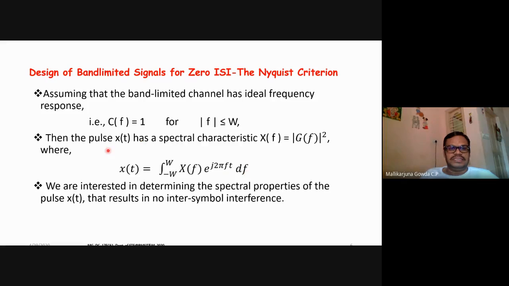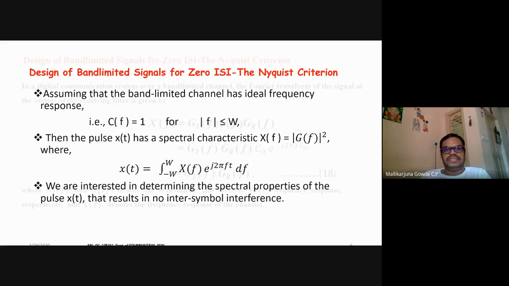So we are interested in determining the spectral properties of this pulse that results in no inter-symbol interference, okay? That means, what should be the pulse shape and what are its properties. So if it is like that, then do you think that it will not result in inter-symbol interference, right? So we will be discussing that.